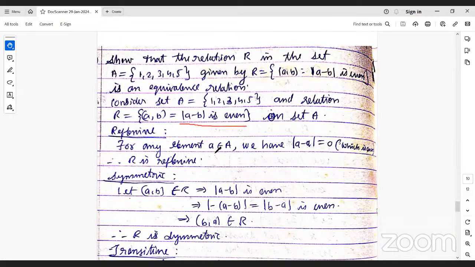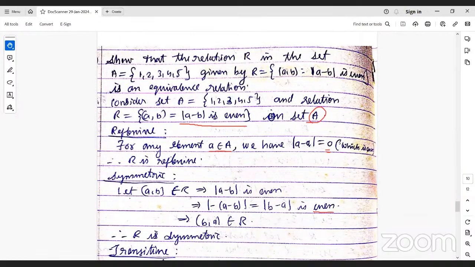Okay. So here we can see, for element A belonging to A, if any element of the set A we consider, always mod of A minus A will be 0. And we know any number which is ending with 0 will be an even number. Okay. So R is reflexive. Similarly, for symmetric, A comma B belongs to R, meaning mod of A minus B is even. So whenever we reverse it, mod of B minus A will also be even. Whether you write 2 or minus 2, both values will be even numbers. Okay, so because of that, B comma A will also belong to R. So R is symmetric.